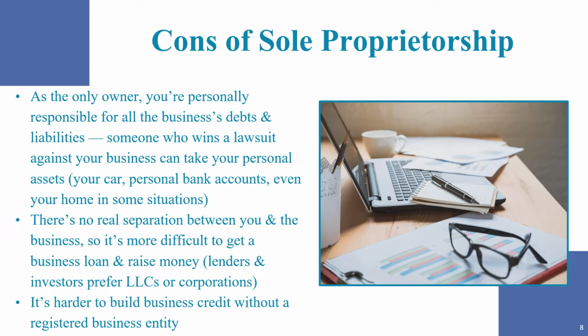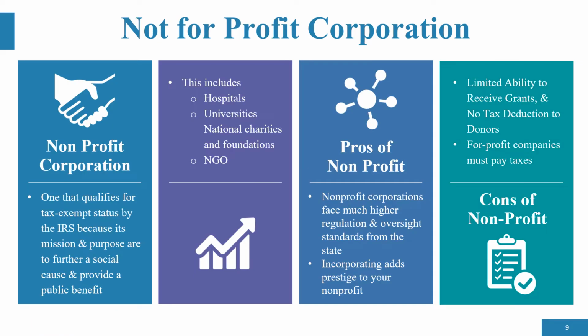Being the only owner, you're completely responsible for everything: lawsuits, debt, liability. You get all the profits, you get all the risk. There's no separation of you and the business, so it's very difficult to get a business loan to raise funding. You can't get a business credit line because you are the business. There's no separation between you and the business entity.